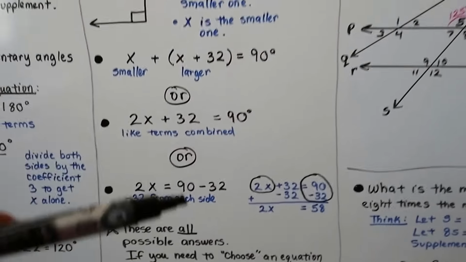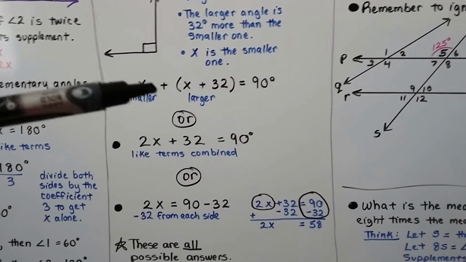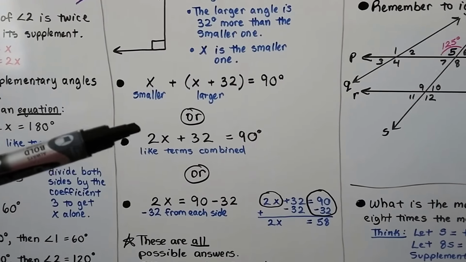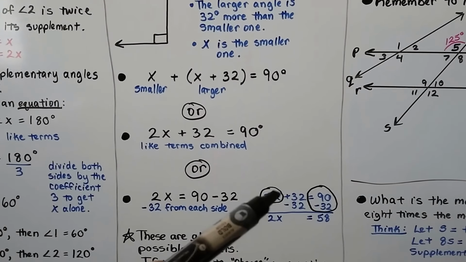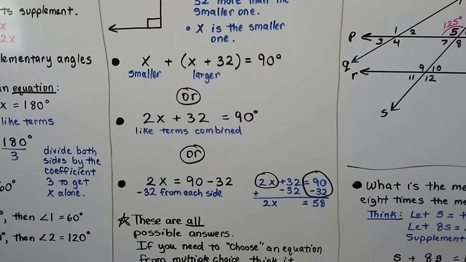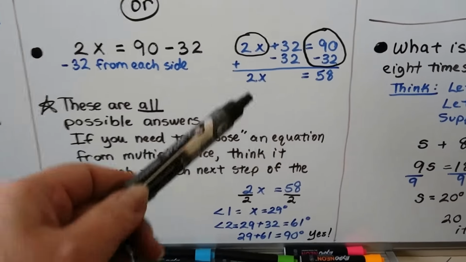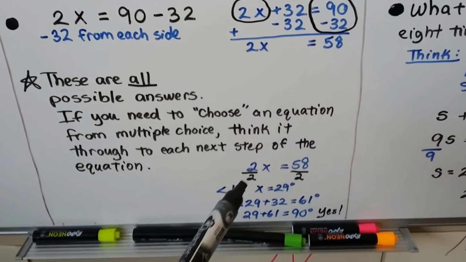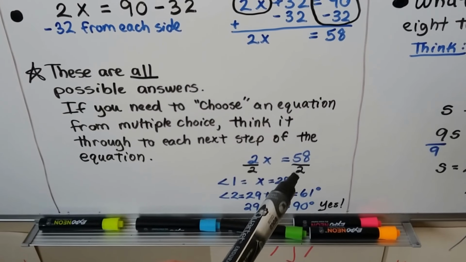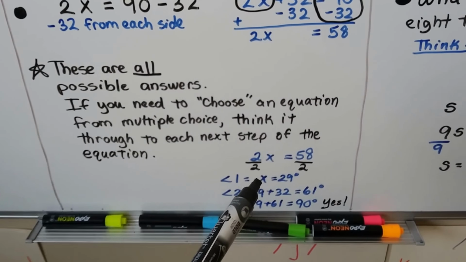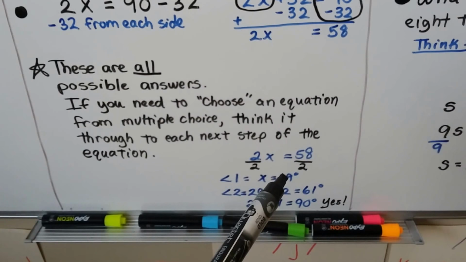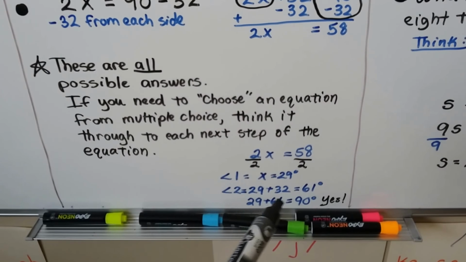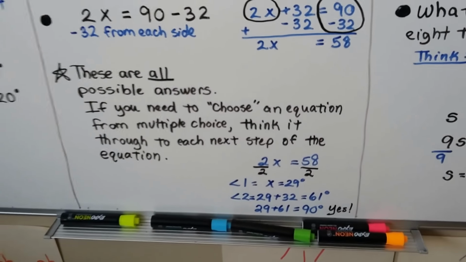So you might not recognize these right away, but if you do this on your scratch paper and then see what the next step is, you'll see, oh, that is a choice. Or if you do another step, you'll see, oh, that's a choice. See? If we complete this, we had 2x equals 58. We have to divide both sides by this 2 coefficient, don't we? We get 1x equals 58 divided by 2, which is a 29. So we know that one angle is 29 degrees and the other angle is that plus 32, so it's 61. And 29 and 61 equal 90, so yeah, it works. See?